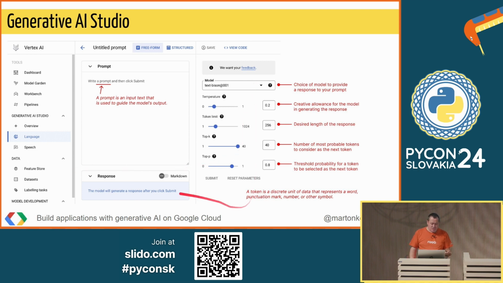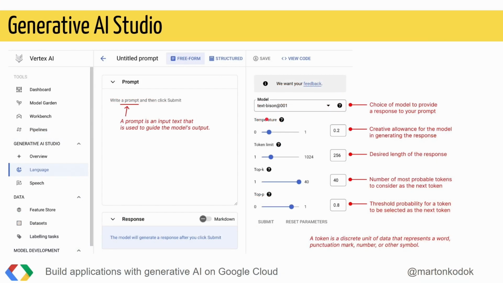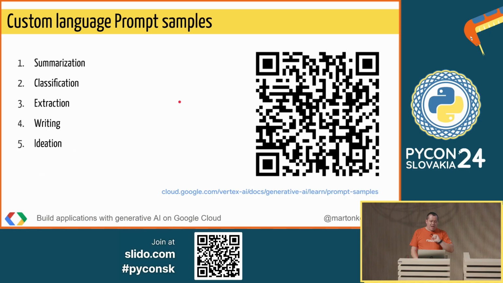Essentially, I won't go into deep information. You have here the model selection. Now they also added the region itself. Use US Central. There are the best models selected in the US Central region. Custom language prompt samples. There is a link in the presentation, and that presentation will be uploaded on SlideShare, so you will have it later.